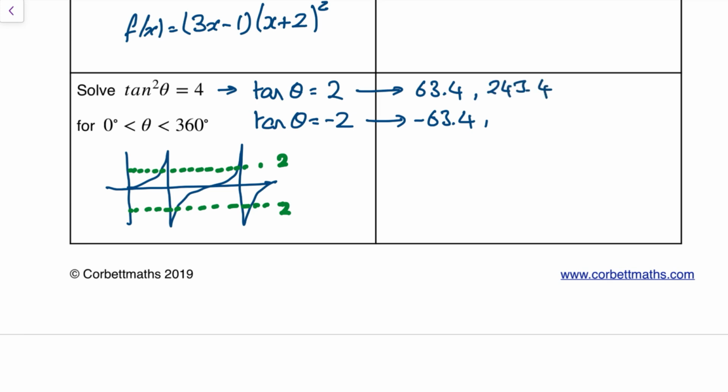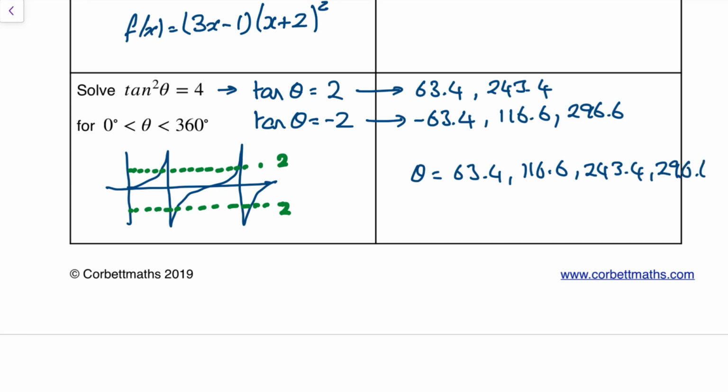And minus 63.4 plus 180 is going to give me 116.6. Add 180 again is going to give me 296.6. Add 180 again will take me outside of the limits I care about. So in other words, the answer to the question is theta is equal to, you don't need to write them in order, but it's just quite nice for the examiner, 63.4, 116.6, 243.4, and 296.6. And that is question done.